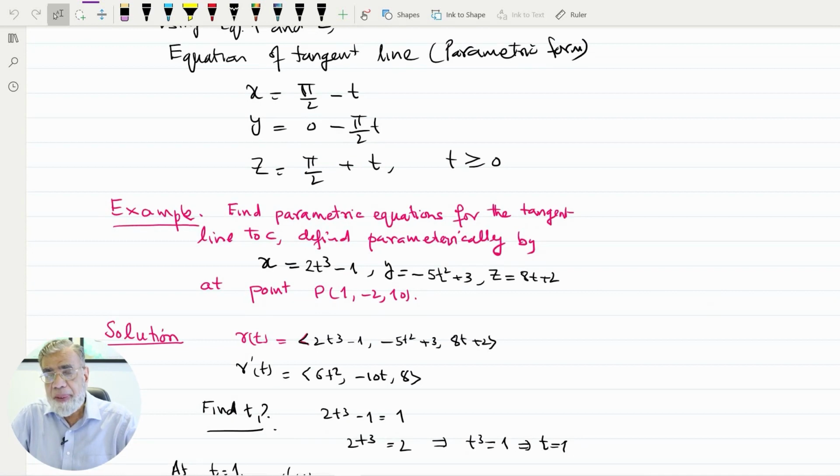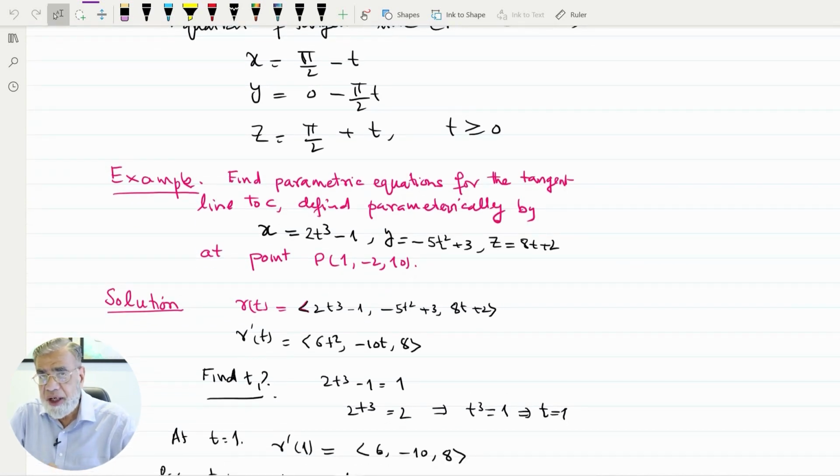Now we want to find t. To find t, we put the value of the function f of t or g of t or h of t equal to the corresponding value in the point. I take the value of f of t and put it equal to the point, that is 2t cube minus 1 equal to 1. I solve this one: 2t cube is equal to 2 and t cube is equal to 1. We take the cube root of that, t is equal to 1. We have only one real root in this case, as we have a cubic equation.